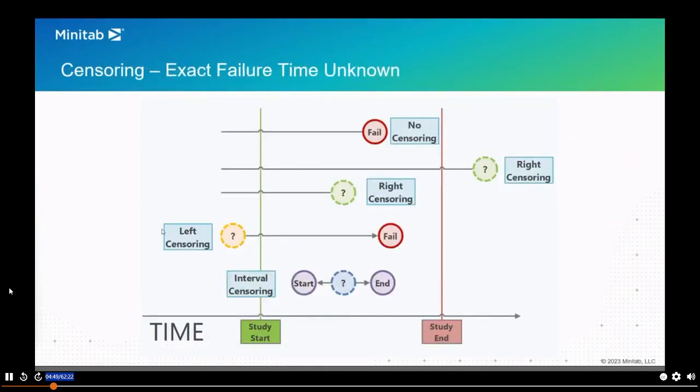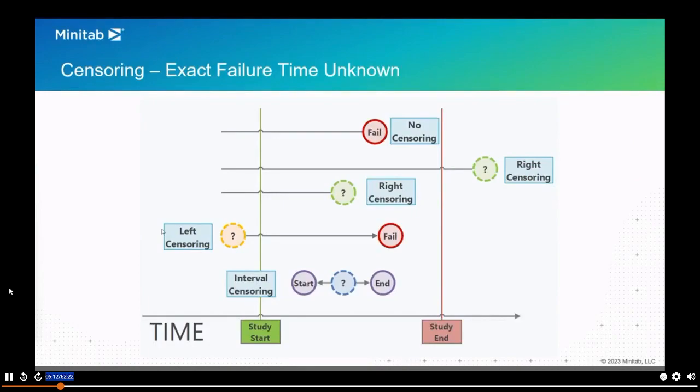So when we have censoring, we have information about when something might fail, but we don't know exactly when it will fail. We just know that it's lasted a certain amount of time. So if you look at this screen, you'll see we have a timeline at the bottom. We have kind of a start time and an end time. And there are different kinds of censoring we might see.